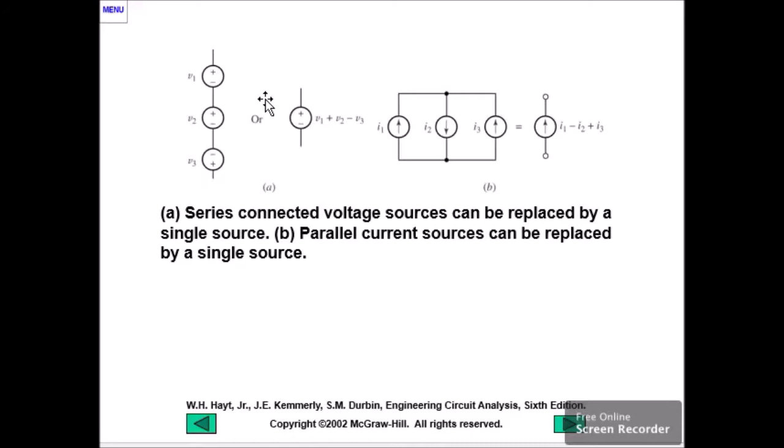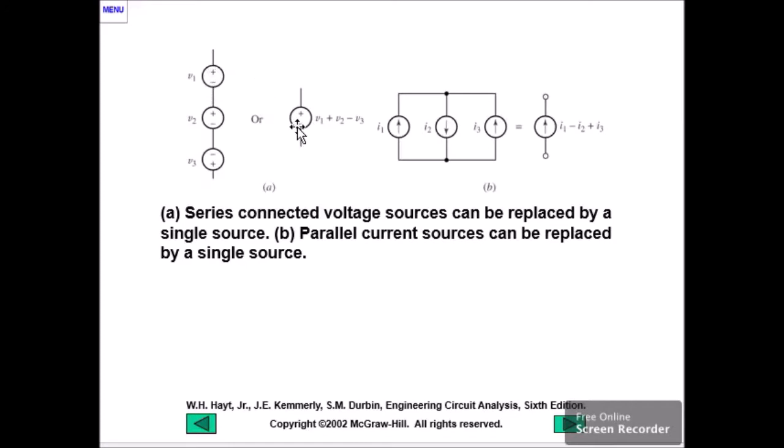Now, how do you simplify this? It's simple. You just have to take the algebraic sum of all the voltages. Say, for example, take a look at this. The notation differs. These two have negative at the bottom and positive on top, but this one is reversed.